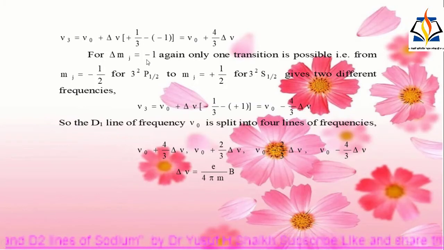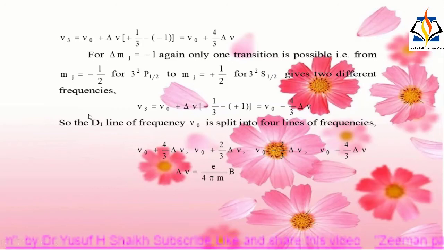For delta mj is equal to minus 1, again only one transition is possible, that is from mj is equal to minus half for 3 square p half to mj is equal to plus half for 3 square s half. This gives two different frequencies, that is nu3 is equal to nu0 plus delta nu inside the bracket minus half minus plus 1 bracket complete, that is equal to nu0 minus 1 upon 3 delta nu.